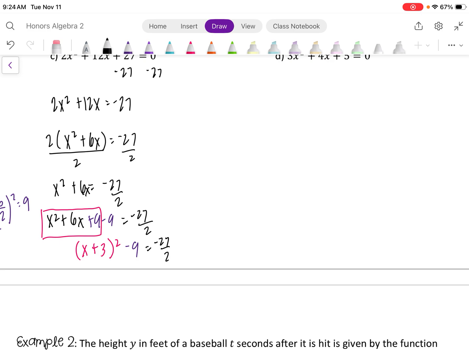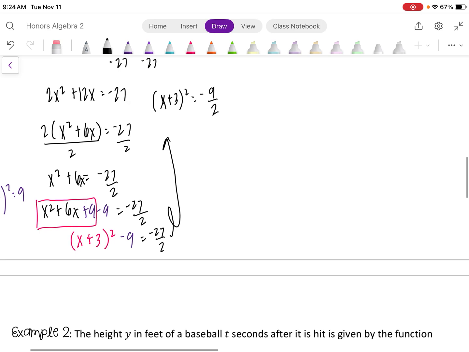Okay, I want to add 9 to both sides. So by adding 9, we're going to have x plus 3 squared equals, just use your calculator, negative 27 over 2 plus 9 is negative 9 over 2. Okay? So we have negative 9 over 2. Square root both sides.